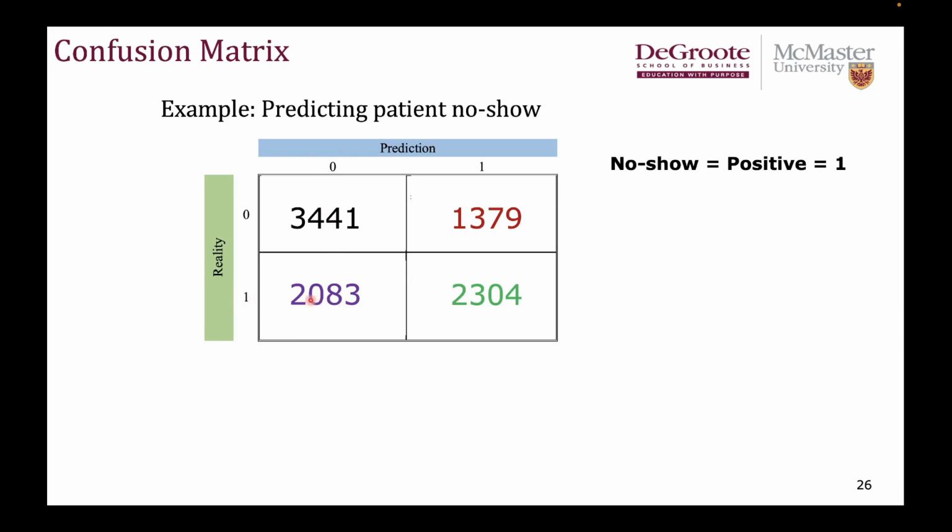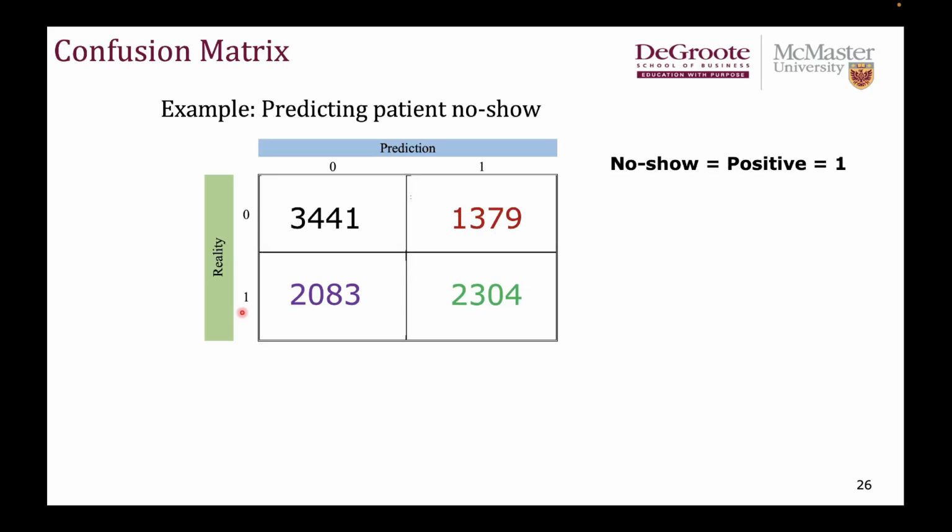Again, you made a mistake, but the mistake type is different. So this time we're making what we call the false negatives, right? Because they're predicted as negative, zeros, but in reality, they're actually positive. They are no-shows. Okay, so I think the idea is pretty simple, right?